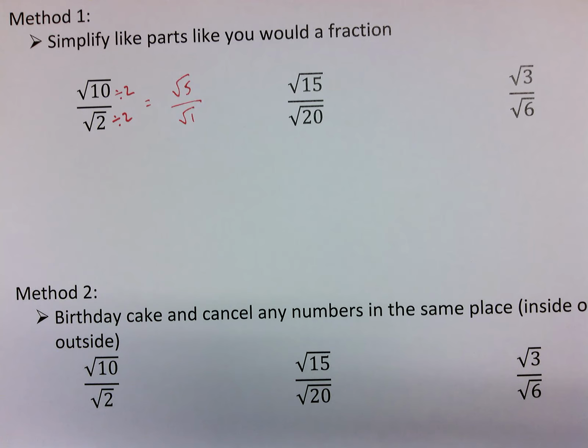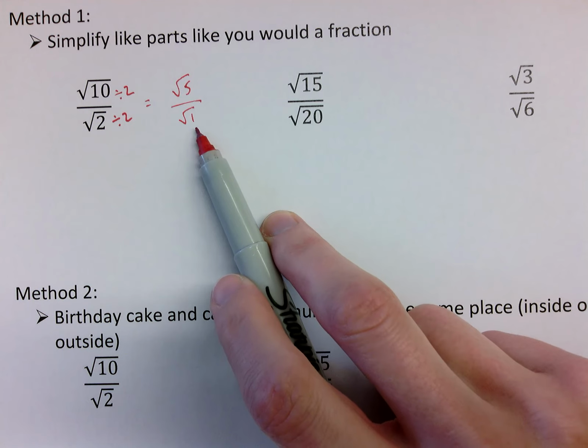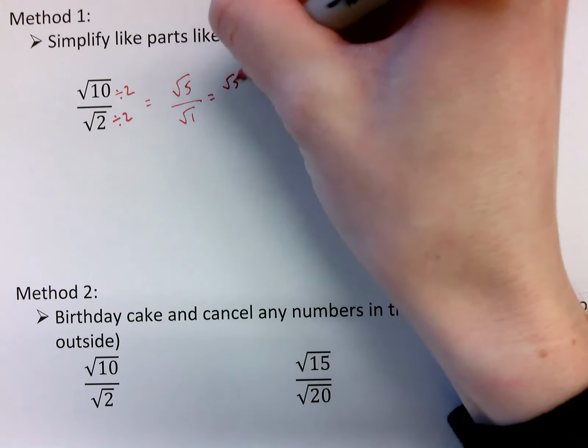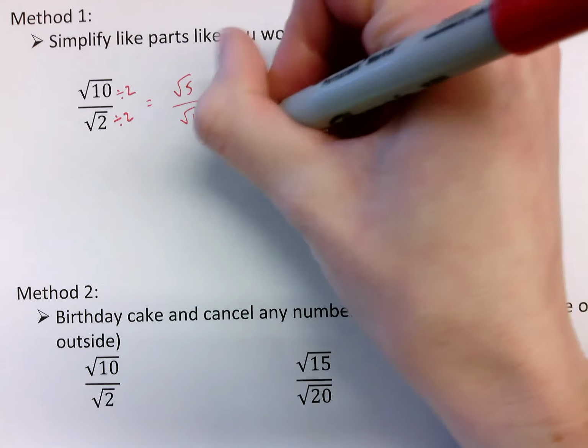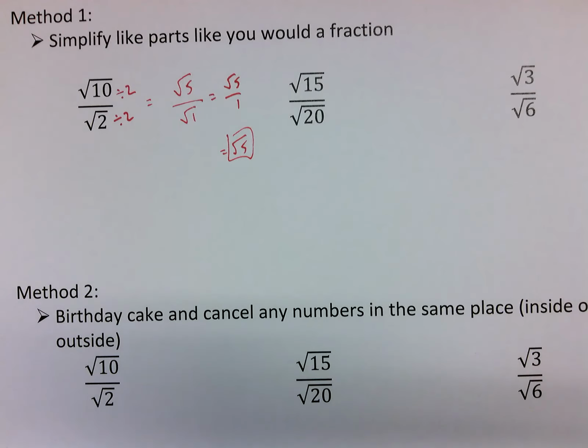Right? And then I just want you to check if you have any perfect squares. Like 1 is a perfect square. So we can take that out of the square root. The square root of 1 is just 1. So that's the same as the square root of 5 over 1 or just the square root of 5, right? Because you don't have to put the 1 in the bottom. That's optional. All right, and that's it.